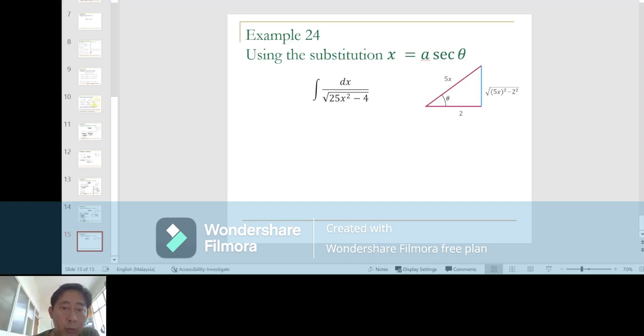In this video, we are going to discuss integration of a function involving a denominator of square root 25x squared minus 4. Such an integration can be performed by using a trigonometric substitution of the form x equals a secant theta.